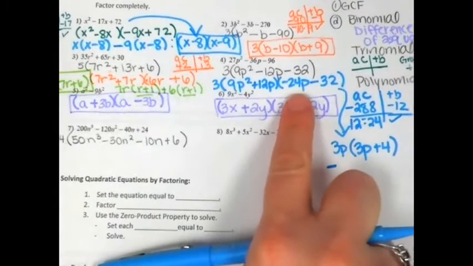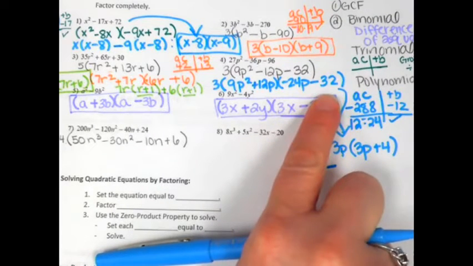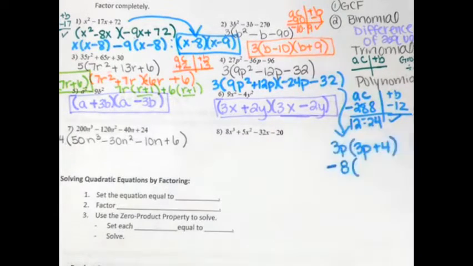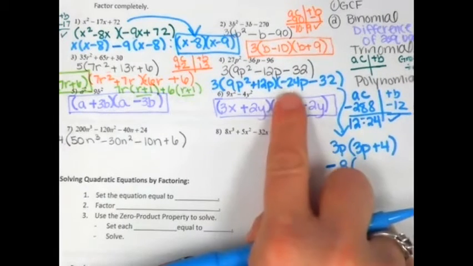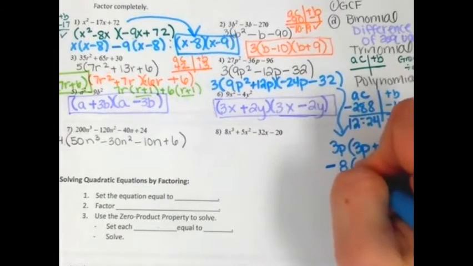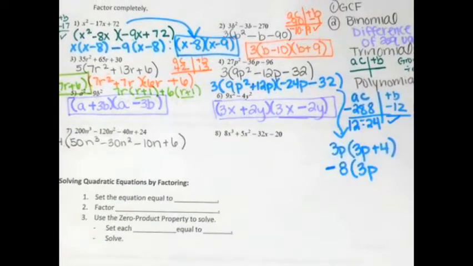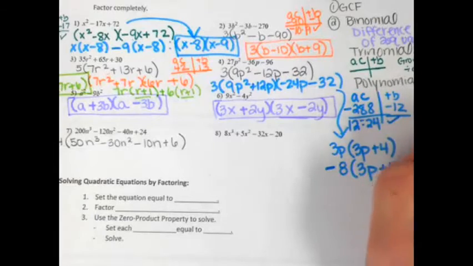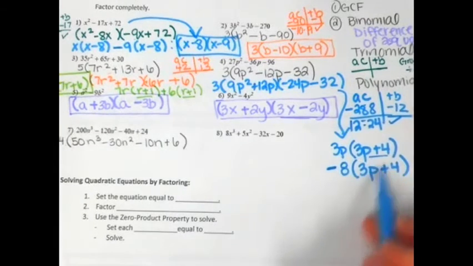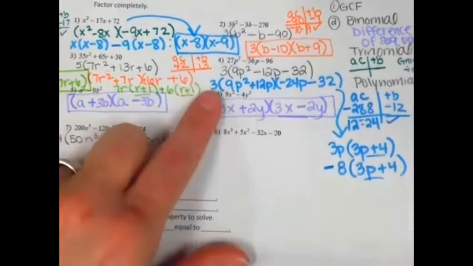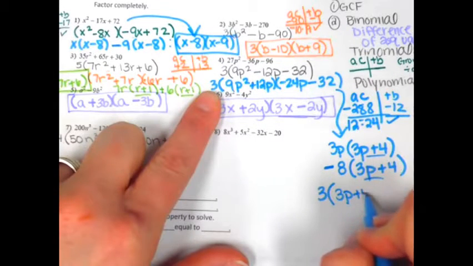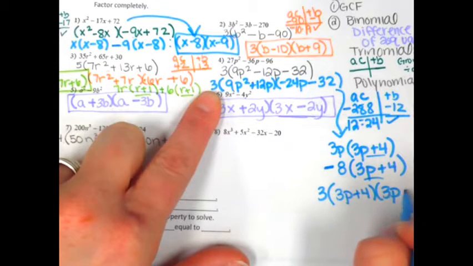And what's the GCF between 24 and 32? That'd be 8. And if I take a negative 8 from negative 24, wouldn't that be a positive 3p? And if I take a negative 8 from a negative 32, isn't that a positive 4? Yes. So these are the same, which is great. So we keep our GCF, that 3 in the front. We keep our 3p plus 4 the same. And then we have our GCFs of 3p minus 8. And there you go.